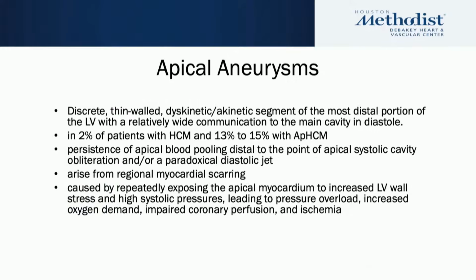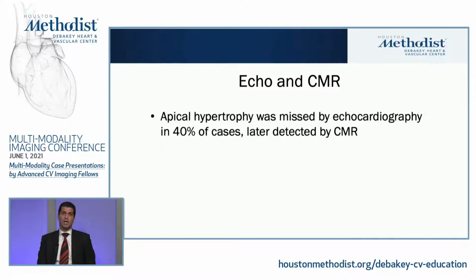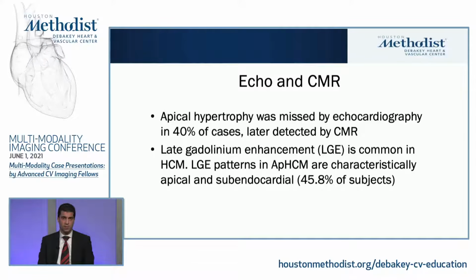The apical aneurysm, I'm going to skip all this, and I want you to concentrate on the last 2 points. There is a risk of apical thrombus formation and thromboembolic stroke, and it's considered the arrhythmogenic substrate for patients. The important part, as I had mentioned about contrast and part of our protocol here: apical hypertrophy was missed by echo in 40% of the cases that was later detected by CMR.